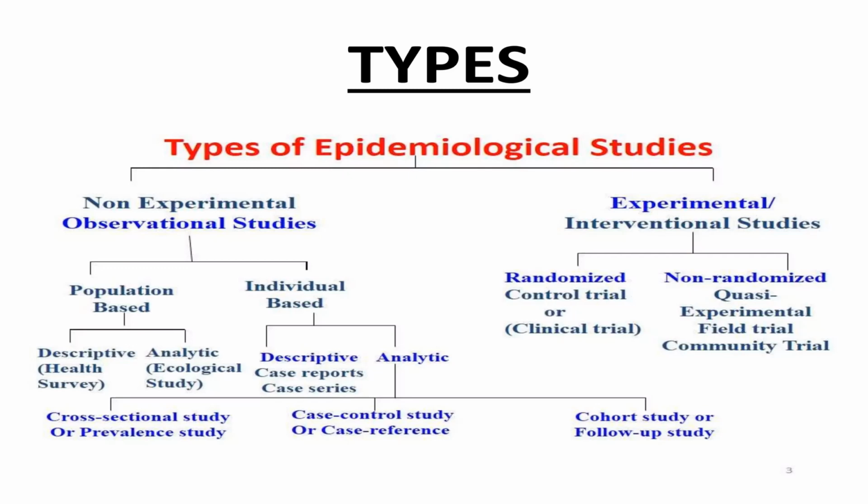In the same manner, if you adopt an experimental study, that is interventional studies, we have two options: randomized and non-randomized. If you go for randomized, every person is given an equal chance to participate in the study, and that is called randomization. There we have the control trial or clinical trial. If you are unable to go for randomization, we adopt non-randomization. There we have quasi-experimental, field trial and community trial.